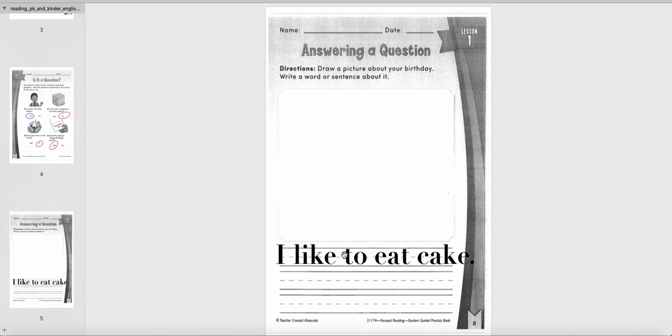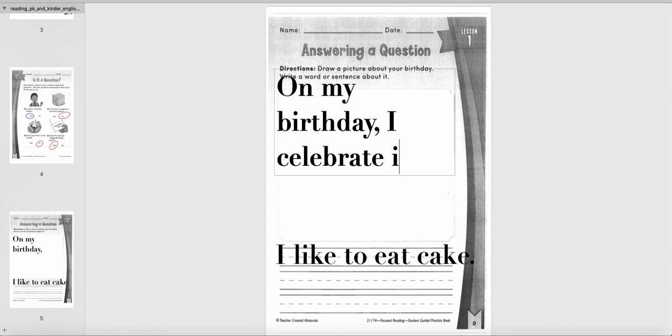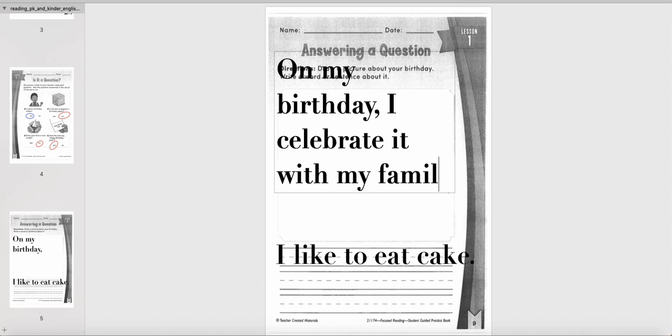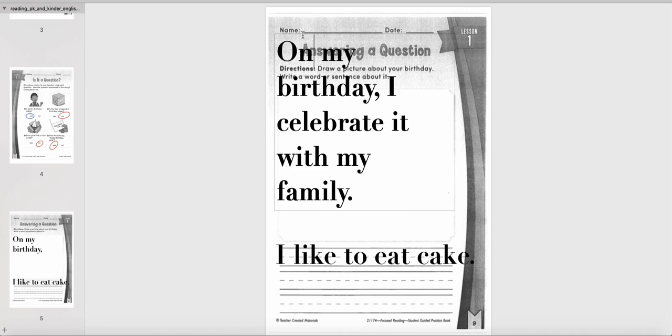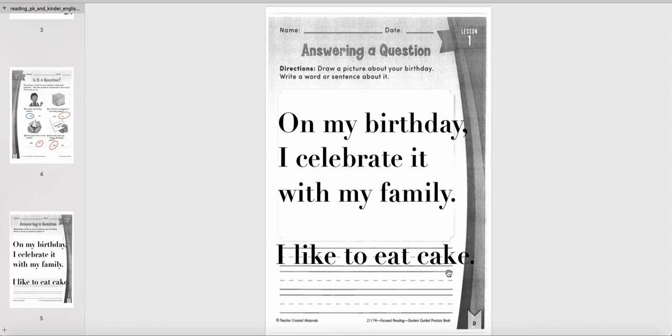Okay, I'm going to write one more sentence. On my birthday, let me move this one. I'll just write it here. On my birthday, I celebrate it with my family. So I wrote 2 sentences, but you only need to write 1 word or sentence, okay?